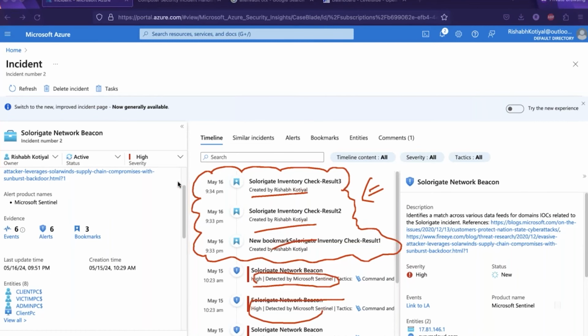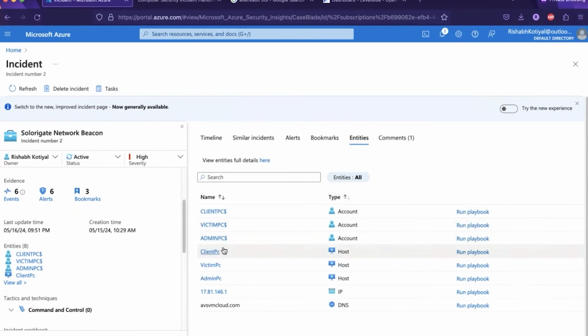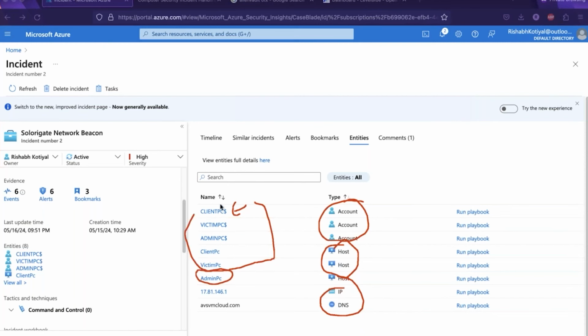On the left-hand side, I will go to the entity section. It gives me more evidence, it gives me the entities. Remember, we were talking about the incident life cycle, containing them. Now I found PCs and accounts which were affected by these. So now I have more entities to deal with. I can disable these accounts, I can deallocate these particular hosts from the system, and even run an investigation on them.